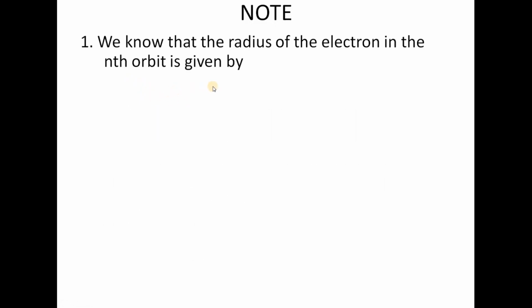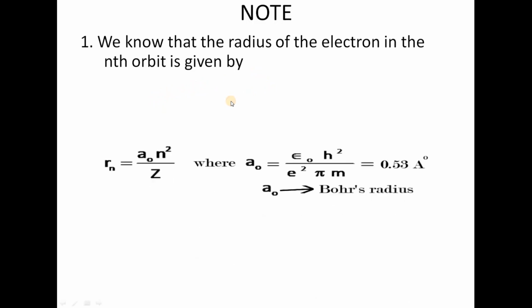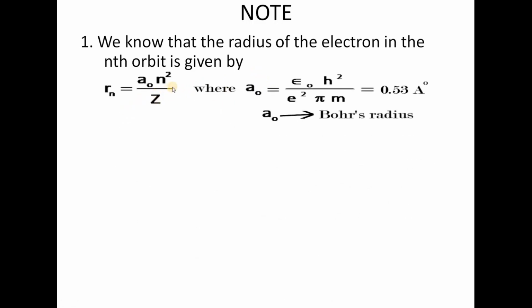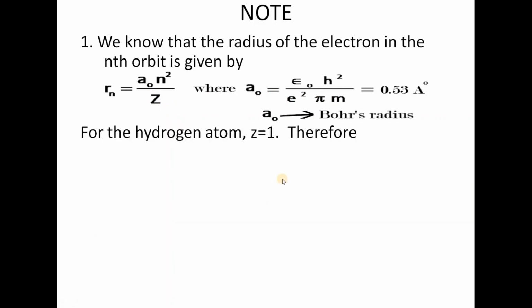Now let us recall some of the formulae that we have already derived. The first one is, we know that the radius of the electron in the nth orbit is given by this formula, Rn is equal to a0 n square by Z. A0 is called Bohr radius. For hydrogen atom, Z is equal to 1. So if you substitute, we will get Rn is equal to a0 n square. Rn is nothing but the radius of the nth orbit of the electron. A0 is Bohr radius. N is nothing but the principal quantum number.